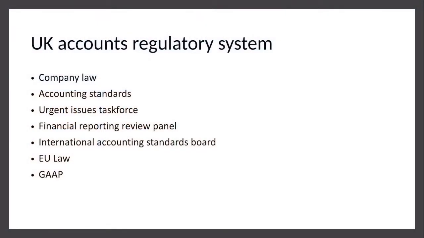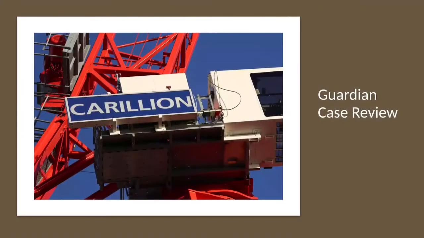The UK accounts regulatory system is a combination of company law, accounting standards, the Urgent Issues Task Force, the Financial Reporting Review Panel, the International Accounting Standards Board, European law, and GAAP. There is a case study from the Guardian based on Carillion, which can be considered a task to be completed by yourself, and then later you can drop it into the resource section of this course, so the peers can also view your ideas about it.